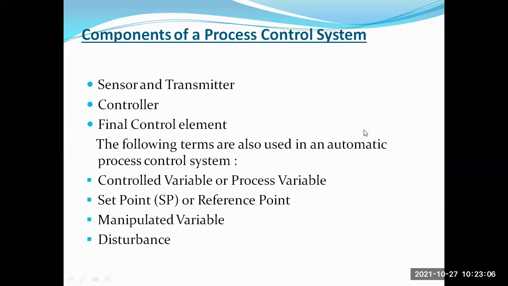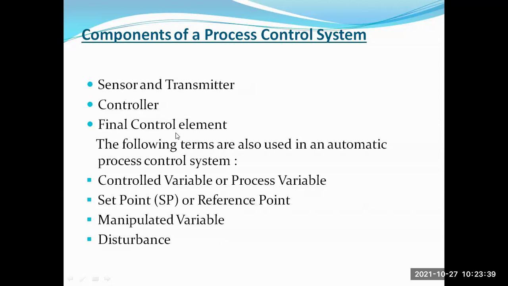Just recall them. These are the basic components we use in our process control industries. First, we use a sensor or transmitter part, which is the primary and secondary control unit. Then we use the controller part, which is the brain of any control system. The controller takes the decision to maintain the process variable at the desired value or set point. Next, there is the final control element.